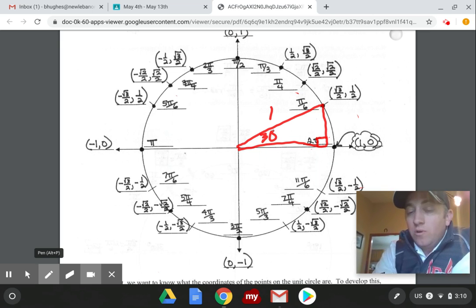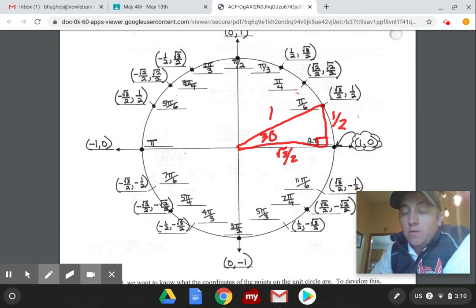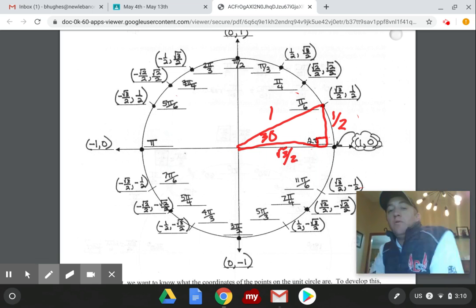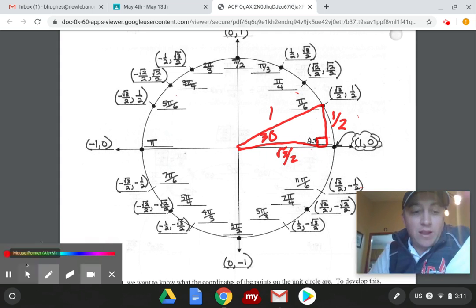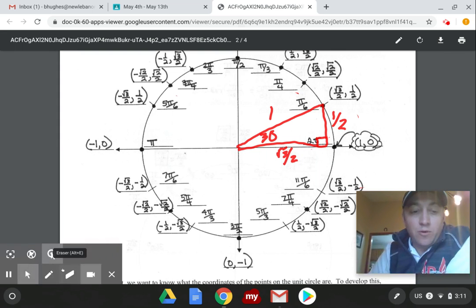So I would know that this right here is 1/2, because it's always half of the hypotenuse, and this one right here would be square root of 3 over 2, because it's always the shorter leg multiplied by square root of 3. And then they're basically just using those right triangles to get all of these other ordered pairs.